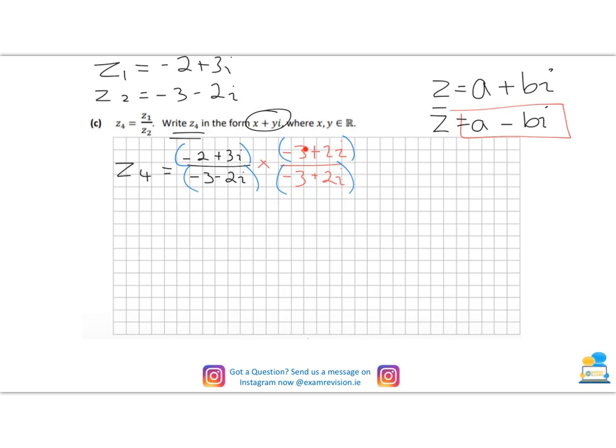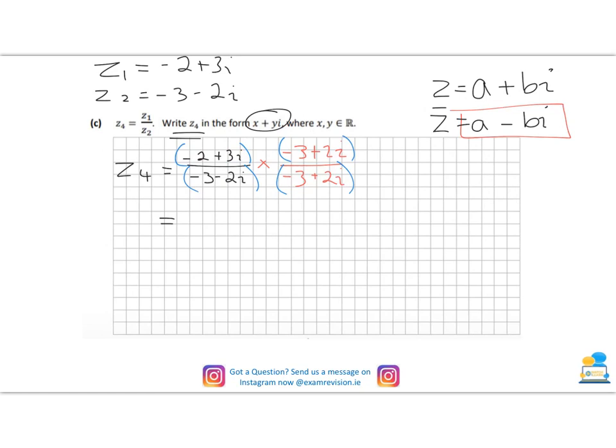When you're multiplying fractions by each other, you do the top multiplied by the top and the bottom multiplied by the bottom. So we're going to do the minus 2 multiplied by minus 3 and then by 2i, and then 3i by minus 3 and 3i by 2i. So all together then, let's have a look at that.